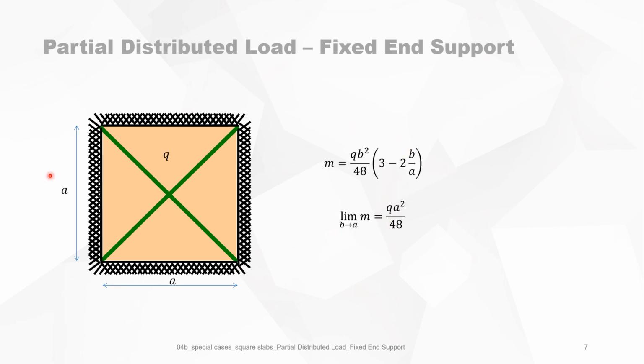Now consider uniform loads on the slab. The slab is fully loaded. Then we take the limit of this expression for B going to A, and we find QA squared over 48.